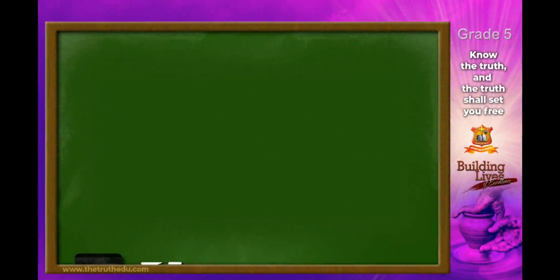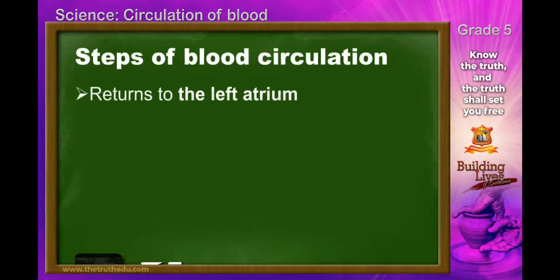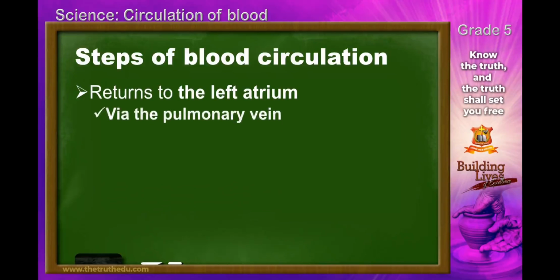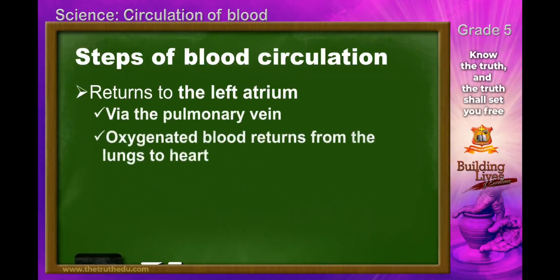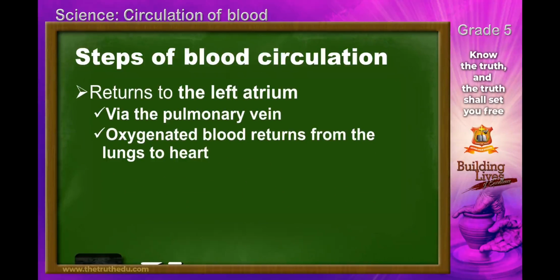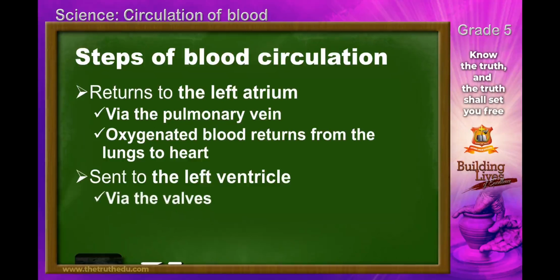Now we'll look at the third step of the blood circulation. Now the oxygenated blood from the lungs returns to the left atrium via pulmonary vein, and you will come to know about this later with the pulmonary artery. So the oxygenated blood, the newly oxygenated blood, returns from the lungs to the heart, and from the left atrium it is sent to the left ventricle through the valves.